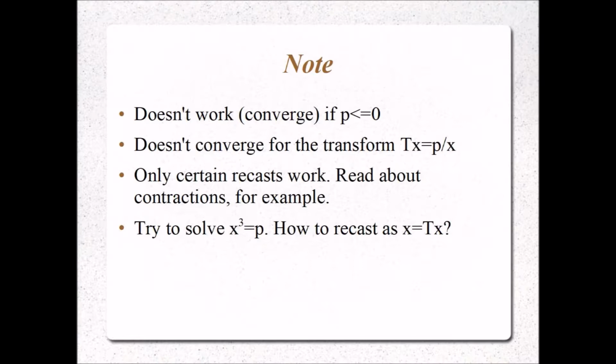Now that may look like magic, but it's not. First, it doesn't always work. It doesn't converge, for example, if p is negative, as you would expect. It also doesn't converge if you pick the wrong T. If we had picked T of x equals p over x, the equation T of x equals x would give us the square root of p. However, it doesn't converge. Try it out and you'll see why.